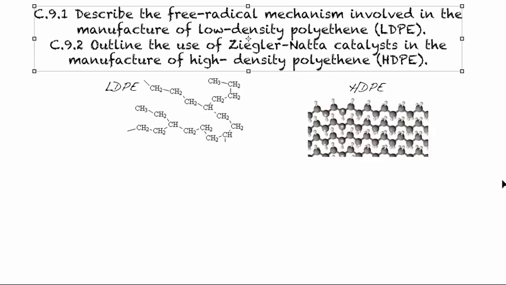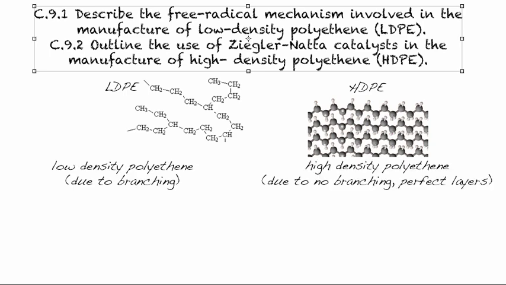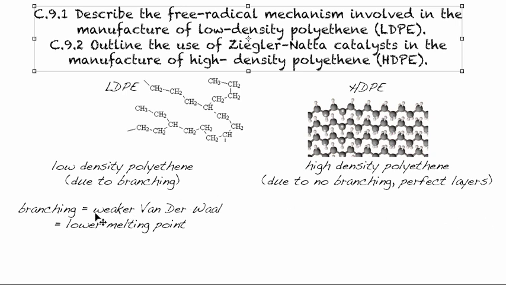When we look at HDPE, each layer becomes very, very tightly fitted together with the layer before it. So because they're very close together, they have high van der Waals. So we have low density due to branching and high density due to no branching, perfect layers. And we're going to look at how those are produced and why that is. The branching will result in the weaker van der Waals.